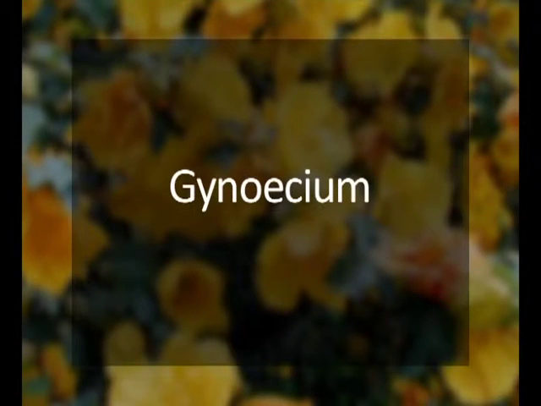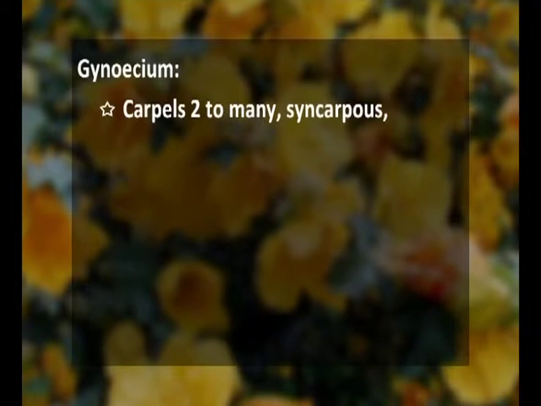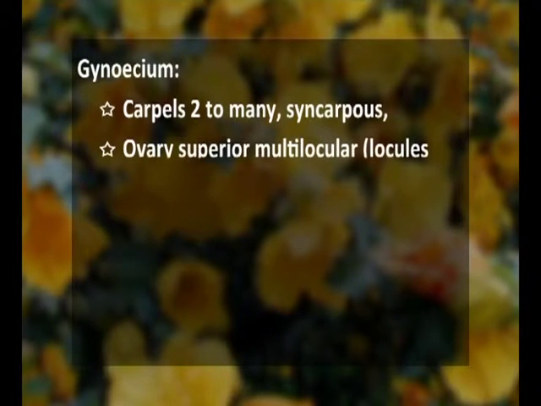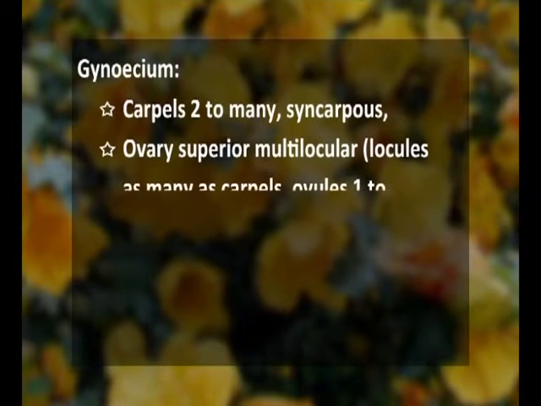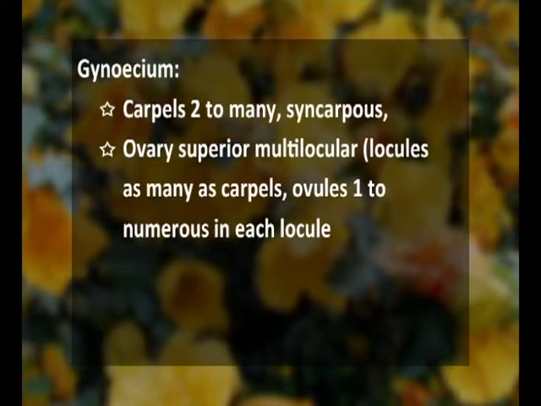Now the female part of the flower, that is called gynoecium. The gynoecium comprises carpels. The carpels are 2 to many in number. They are fused. That's why we call this gynoecium syncarpous. The ovary is superior, multilocular. That means locules are as many as there are carpels. The ovules are either solitary or they can be numerous in each of these locules.